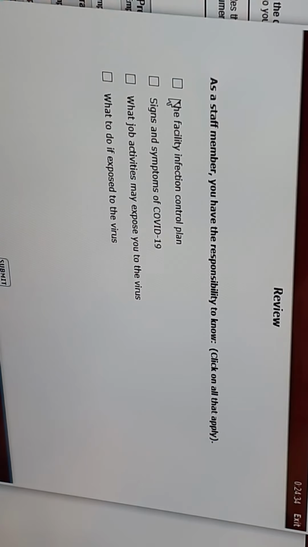As a staff member, you have the responsibility to know the facility infection control plan, signs and symptoms of COVID-19, what job activities may expose you to the virus, or what to do if exposed to the virus.